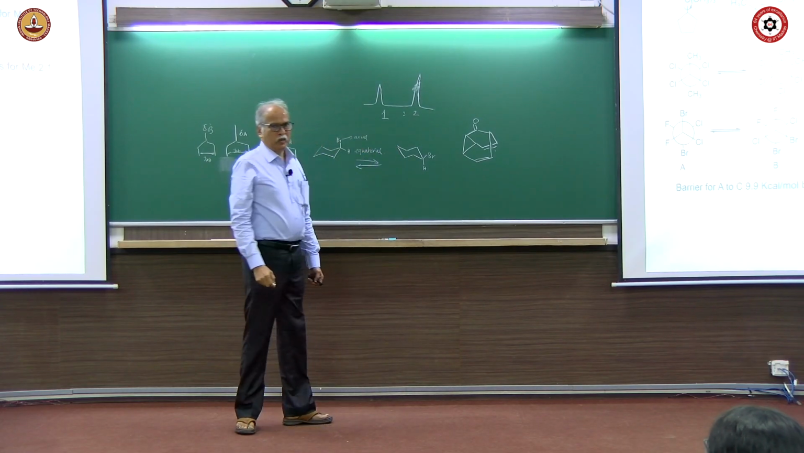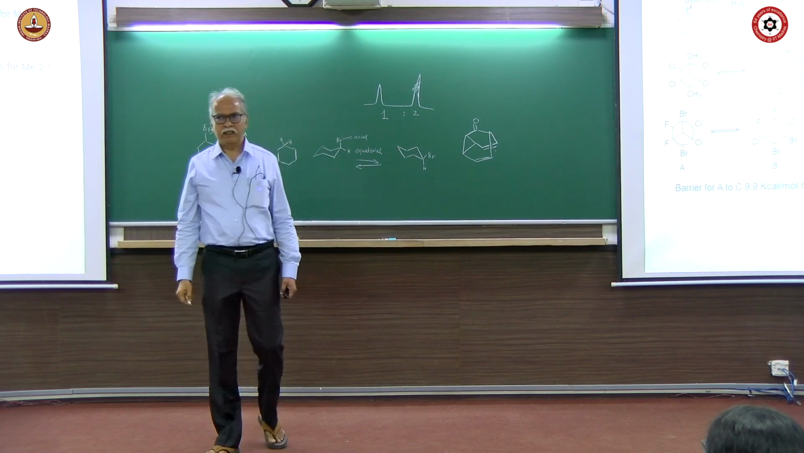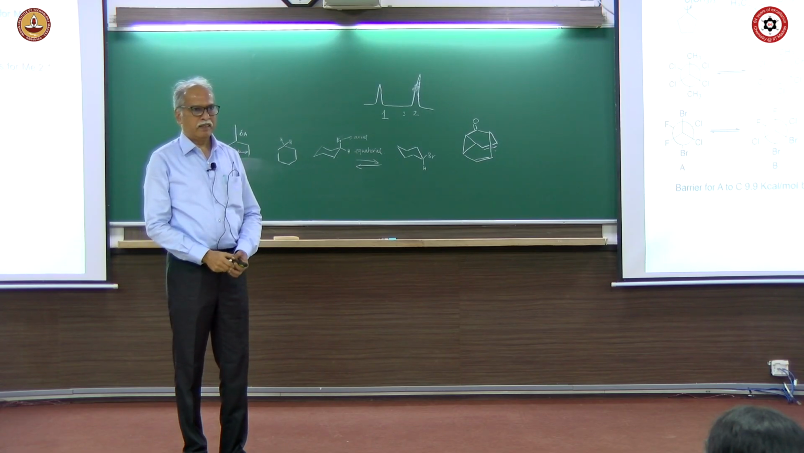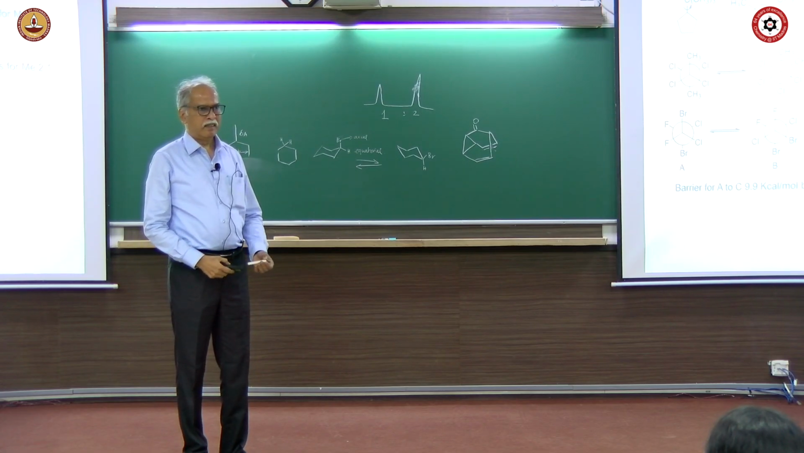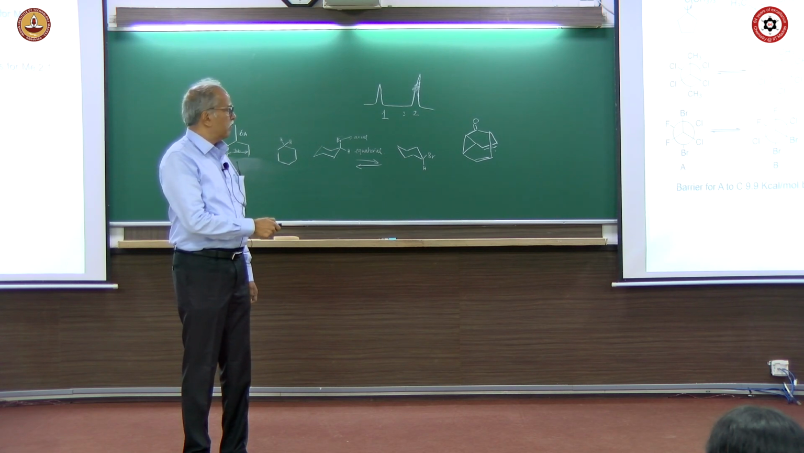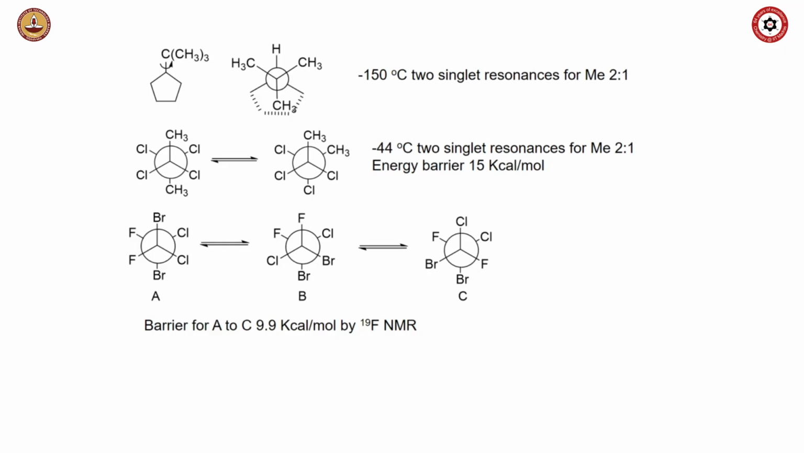What does this 2:1 ratio imply? What does it imply? The concentration of the anti-isomer is twice as much as the concentration of the gauche isomer.